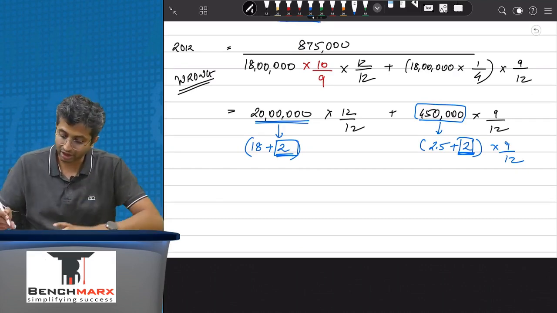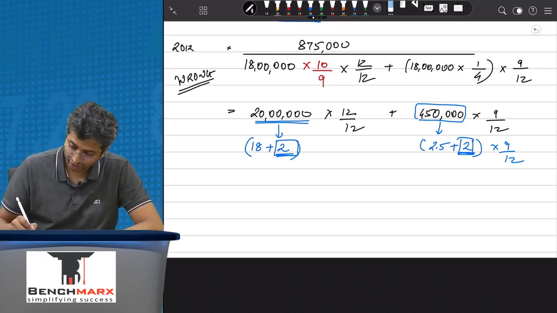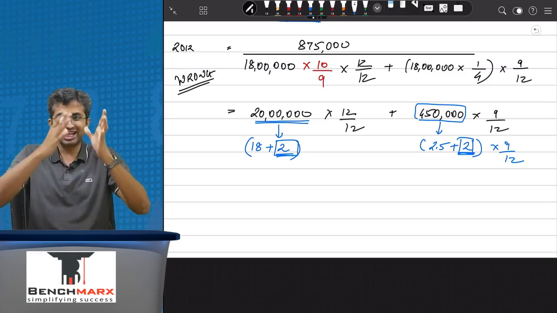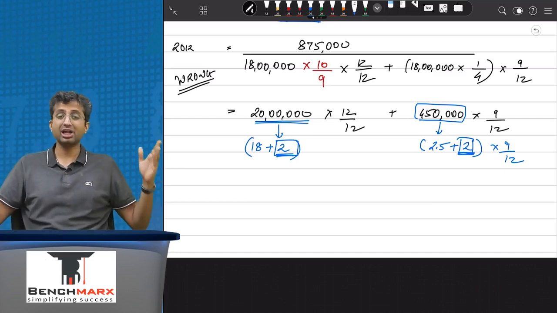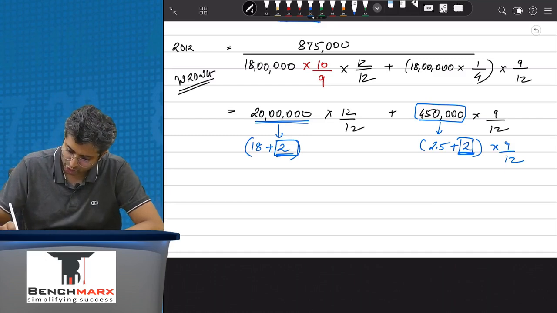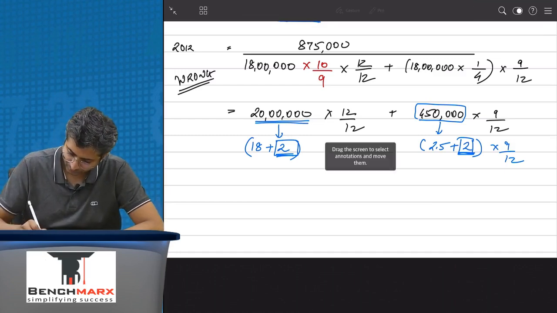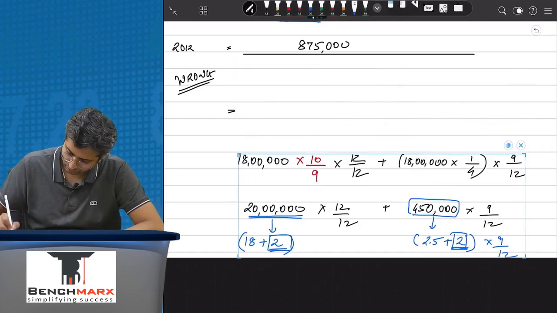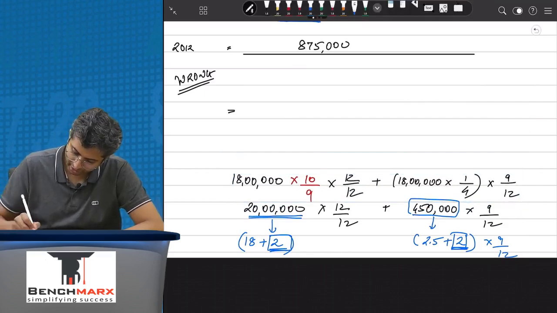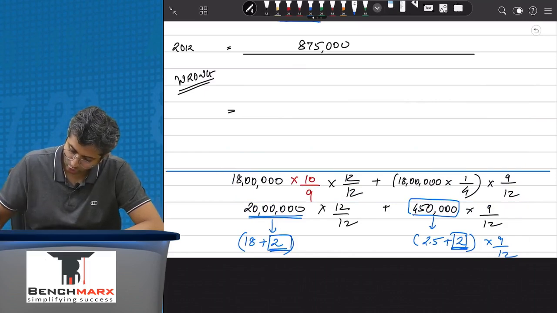So what is the better way to do this? In such cases, rather than doing the weighting by taking each share separately, you will divide the year into 2 parts. You will divide the year. So rather than doing all of this, what you will do over here is, this is wrong. This is going to give you a wrong answer.